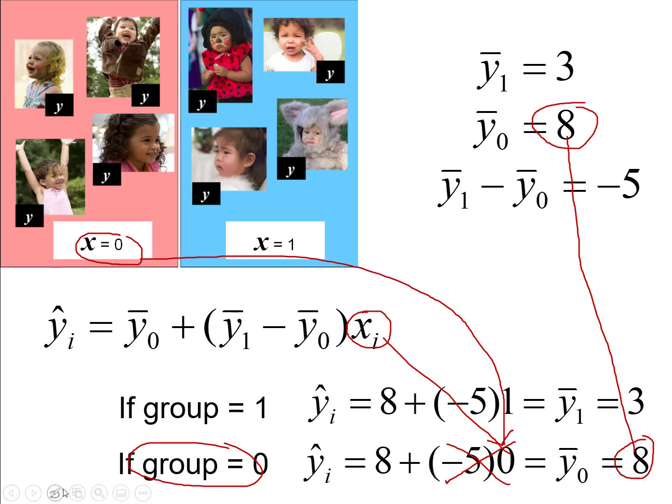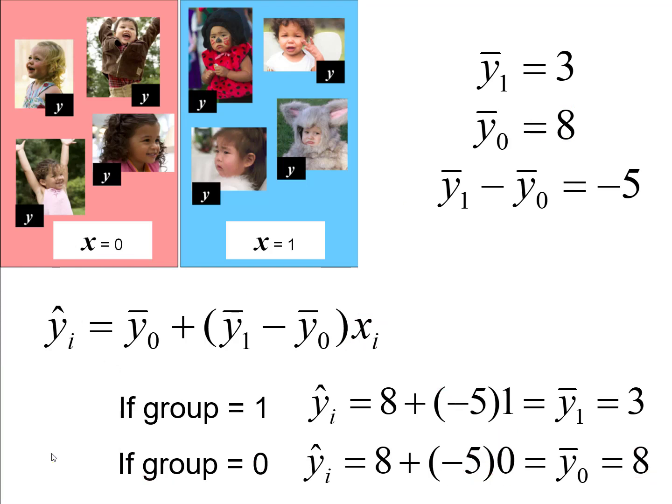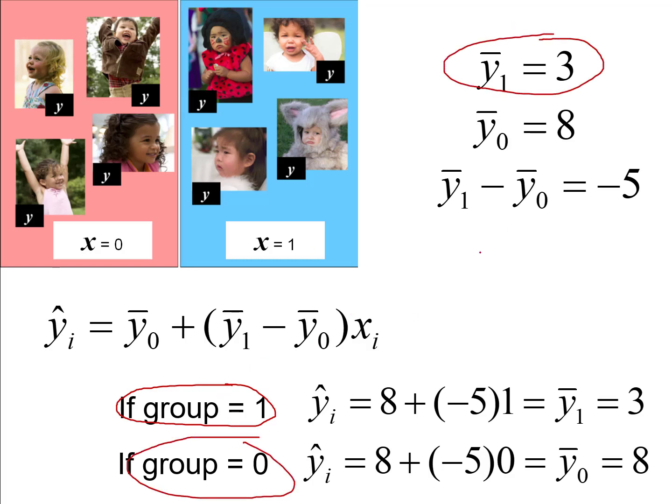So note what happens here. When we use this equation and we plug these values in, we end up with a situation where the predicted value for anyone in group 1 is going to be equal to the mean for that group, and the predicted value for anyone in group 0 is going to be equal to the mean for that group. So that's what these equations are doing.